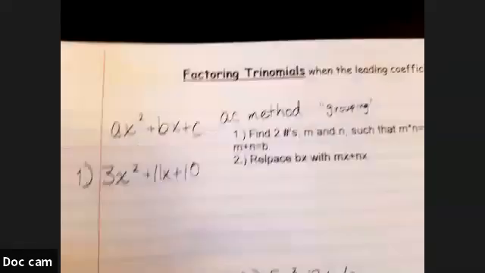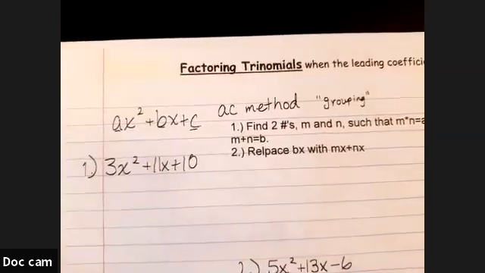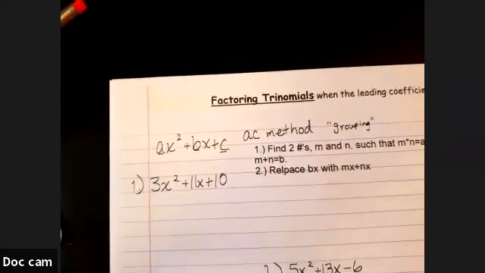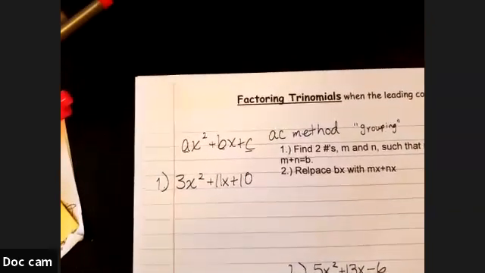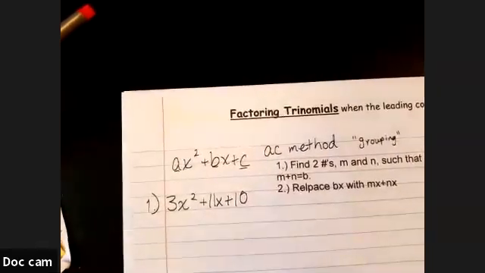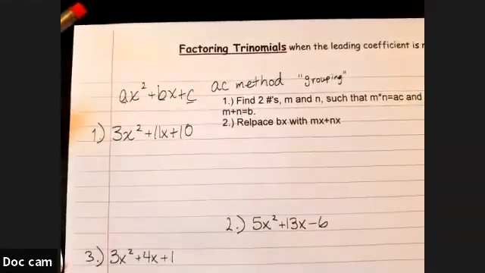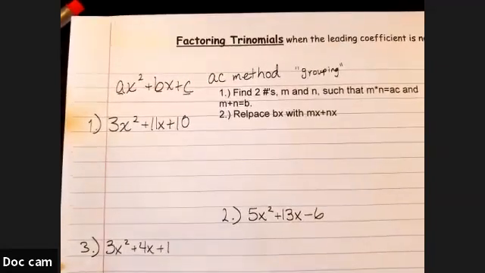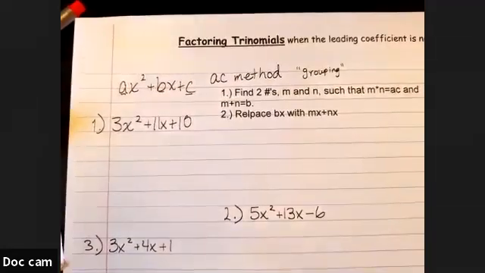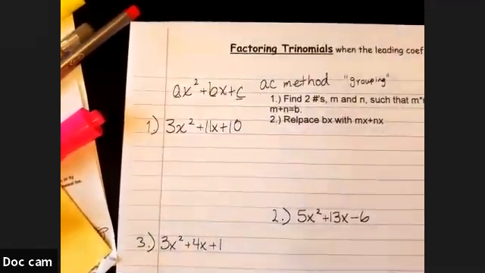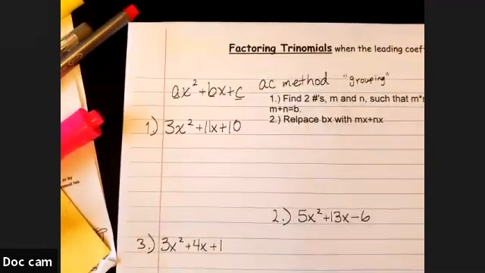Okay, so the next thing we're going to look at is factoring trinomials, and this is where we're going to have a number or a coefficient in the front that can't be factored out, basically. One way to do this is to use the AC method. But you can also do a guess and check method if you wanted to.